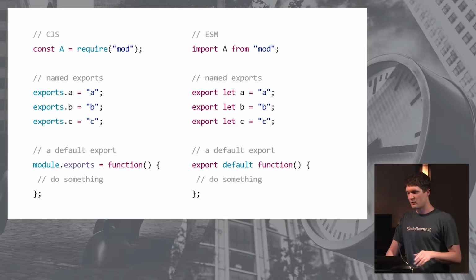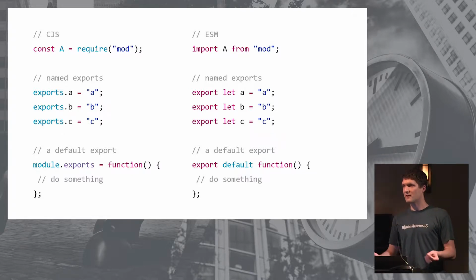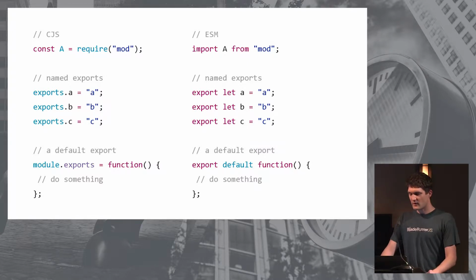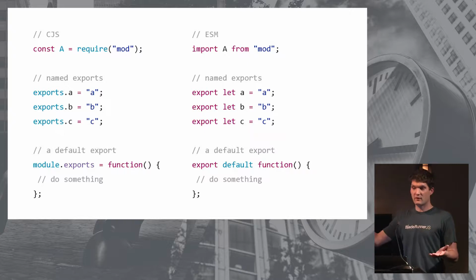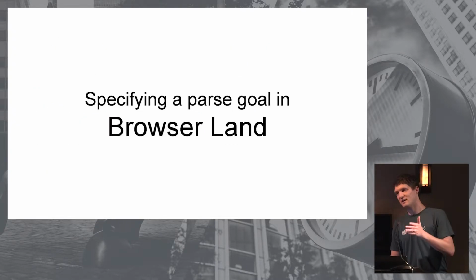And then you can export, but instead of exporting properties on an export object, you're actually exporting bindings, variable bindings, which means you can do some pretty cool things later on. And then at the very bottom, you can export a default, and in this case, it's going to be a function that does something. So ESM, or ECMAScript modules, has a concept for a special binding called default, which is that thing that is returned when you do something like import A from mod. A would be the default export.